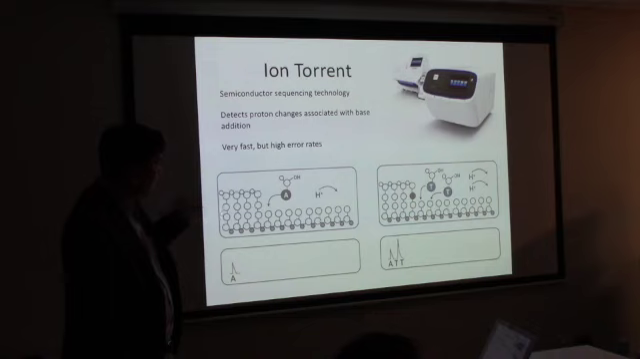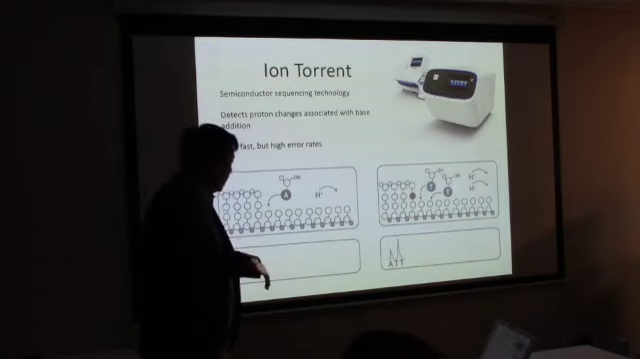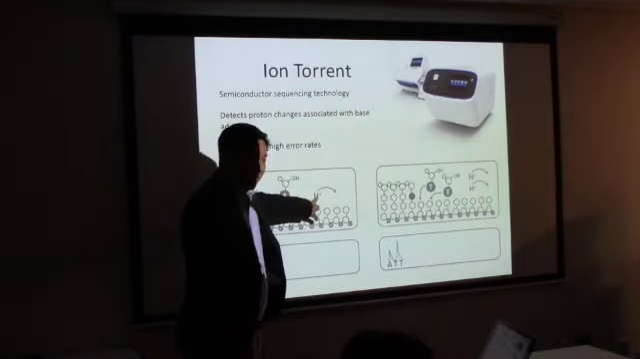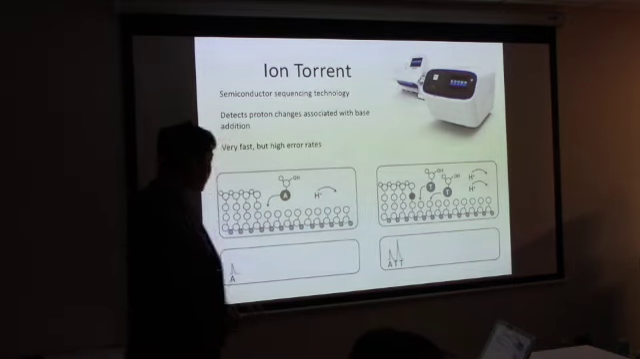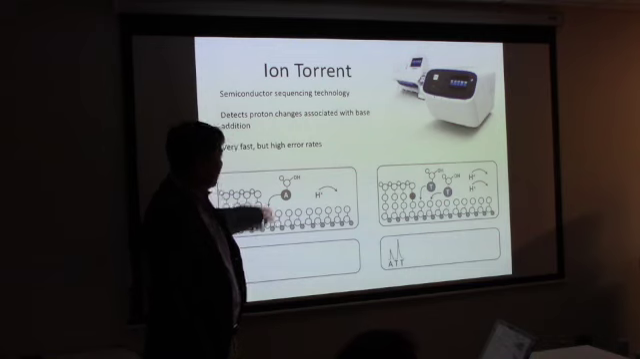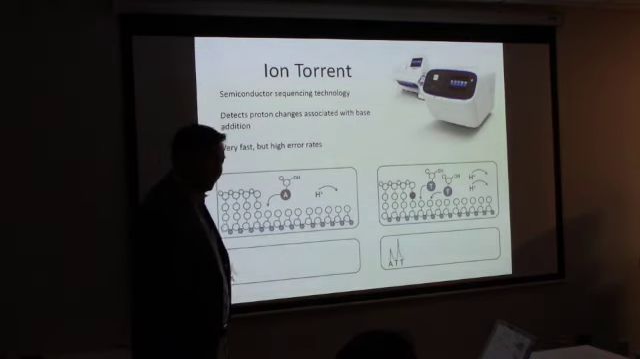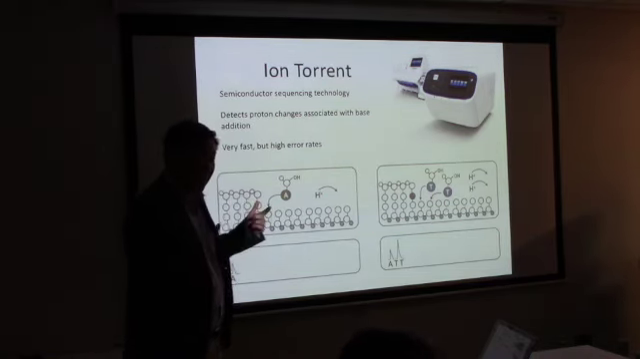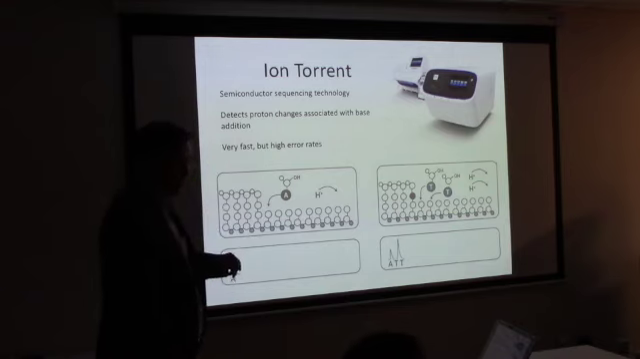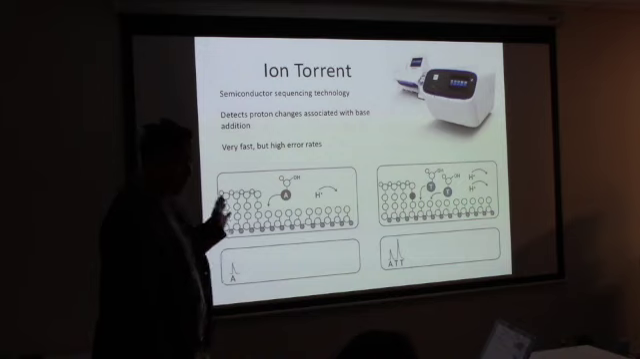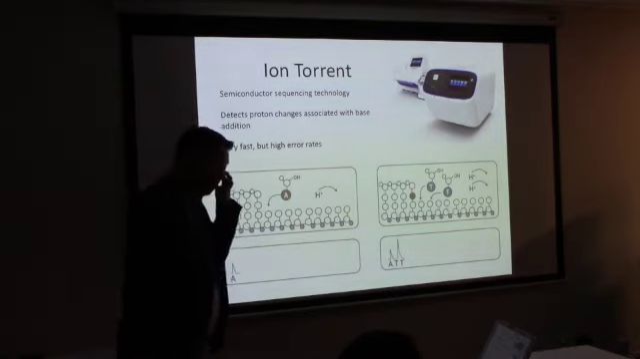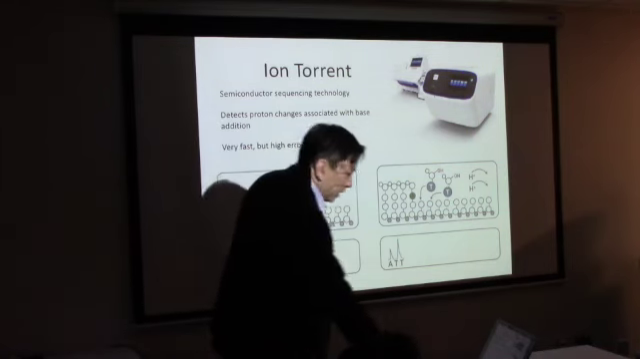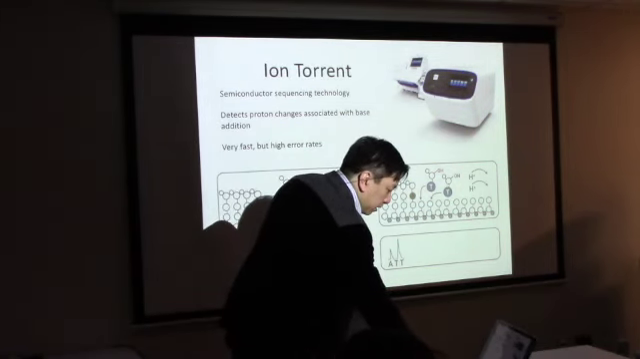So this sequencer works, instead of by imaging, it detects protons. It's actually a really sensitive pH meter. Every time you add an A, T, C, or G, it would detect a proton. So you can imagine that this is very fast. It's basically an electric type of signal. So this sequencer is very fast, and that's why the clinical side likes it a lot. But it comes with higher error rates. So it has some advantages in speed and targeted sequencing, but it has some disadvantages in error.